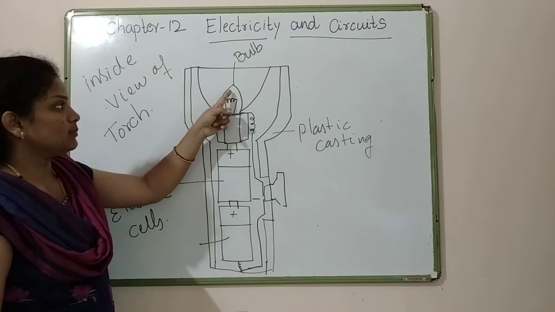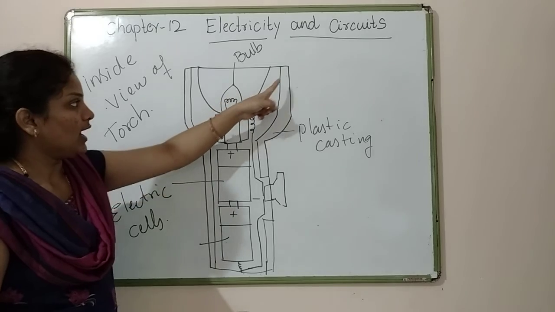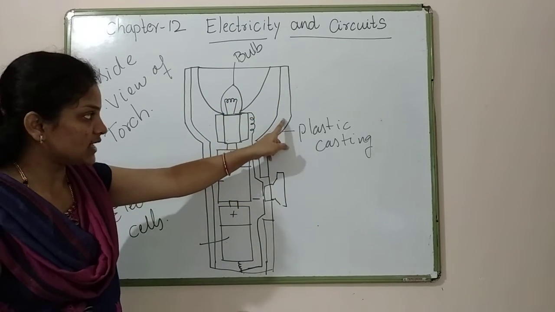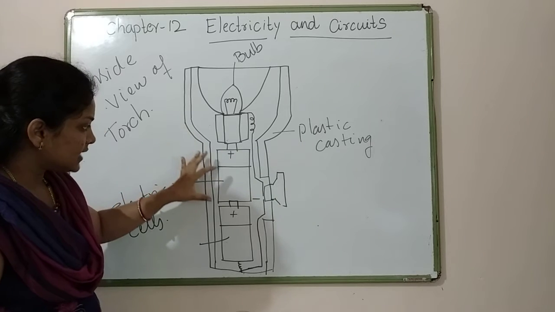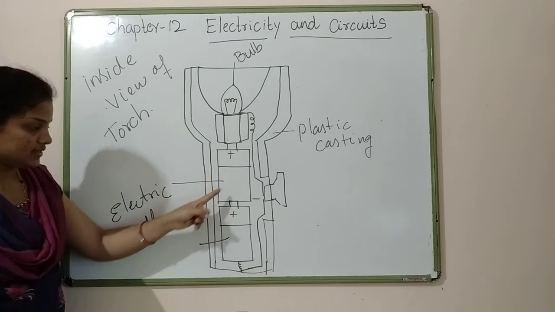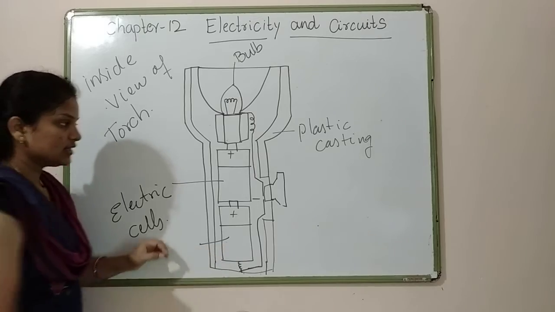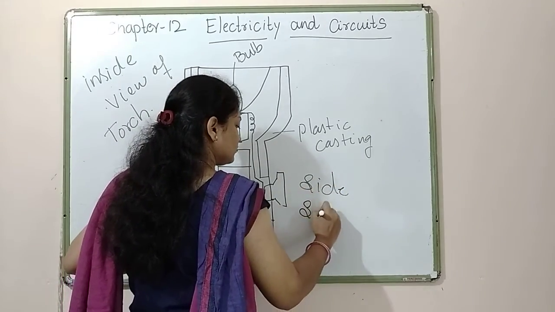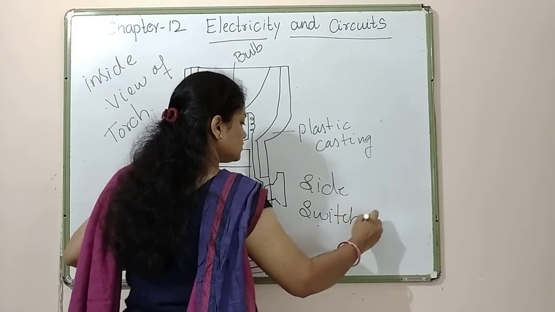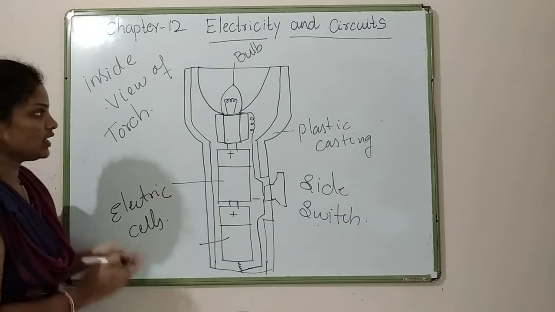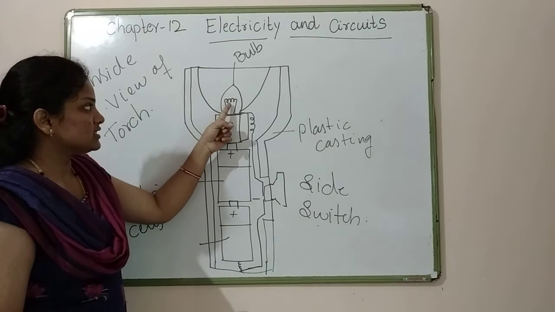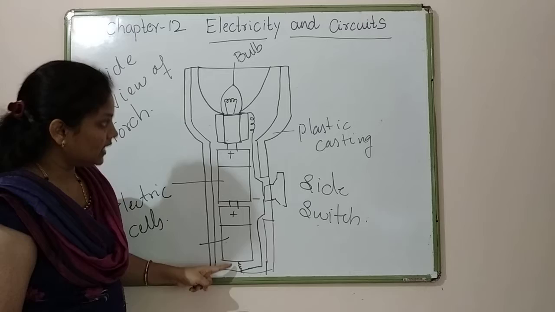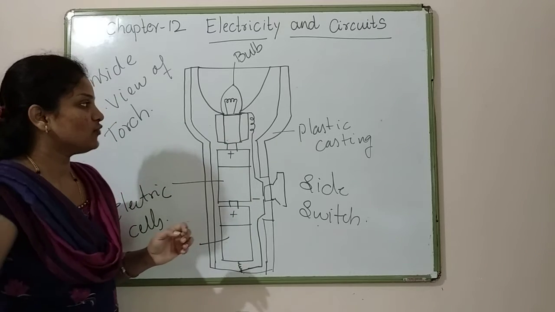This is the bulb, and the outside layer is called the plastic casing. Inside there are two electric cells. This is the side switch. This is the electric bulb, and this is a filament inside that. This is a wire connection between the cell and the bulb. It is very simple.